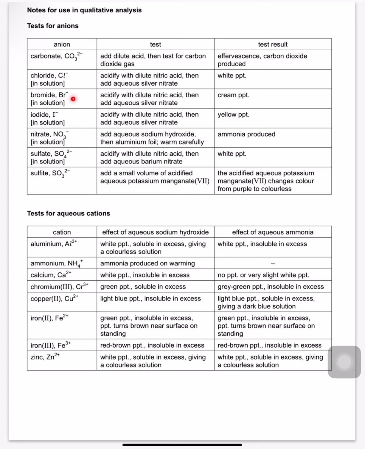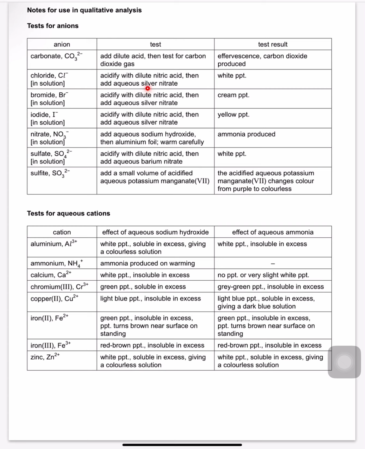There are three halide ions as a part of your syllabus: chloride ion, bromide ion, and iodide ion. When all of these three are there, we are going to add nitric acid. Remember, for the identification of a Cl- ion, we cannot add HCl. Be careful, and be sure about that. You are going to add nitric acid for all of these three.